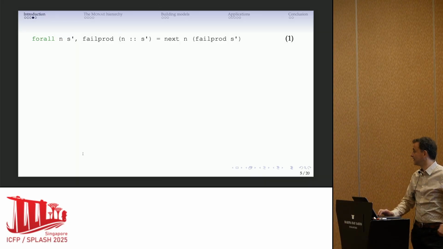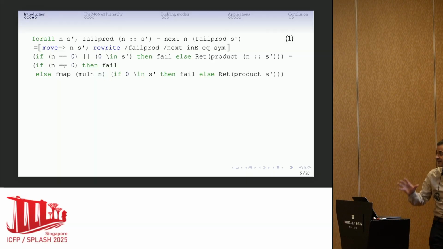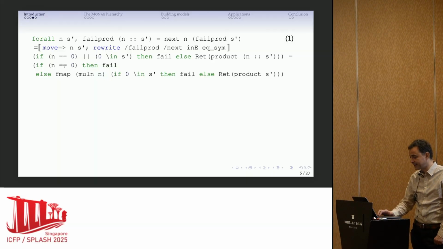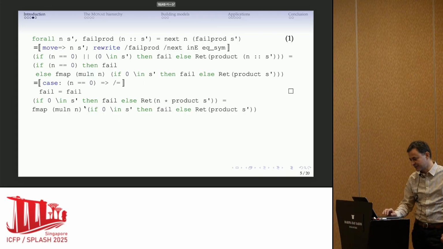Now, next I need to prove that one. In that case, it's an equality that I want to prove, and I'm going to rewrite on both sides. If I expand everything, I get this kind of goal, and you can see that on both sides there is this case analysis of whether n is 0 or not. Just do the case analysis. For the base case, if n is 0, you see that I have fail on both sides. So that's solved. If n is not 0, then here I have the remaining part, which is an if.